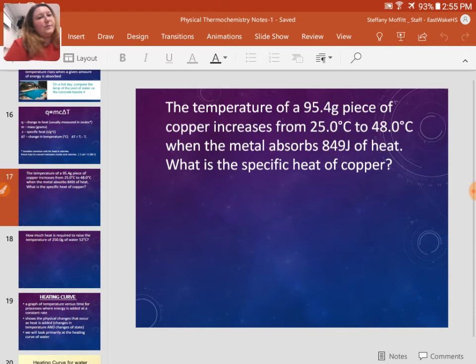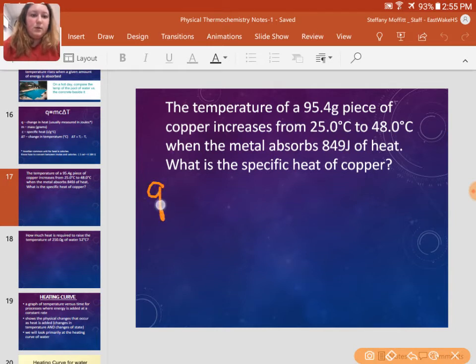Alright, so let's do some math here. The temperature of a 95.4 gram piece of copper increases from 25 degrees Celsius to 48 degrees Celsius when the metal absorbs 849 joules of heat. What is the specific heat? So, Q equals mc times delta T. Sometimes they put C sub P for specific heat. That's how I know how to say it.